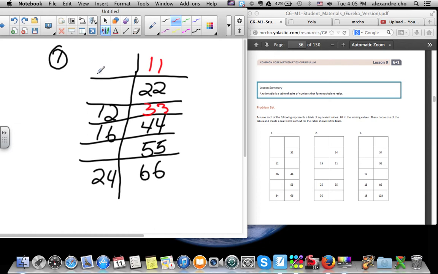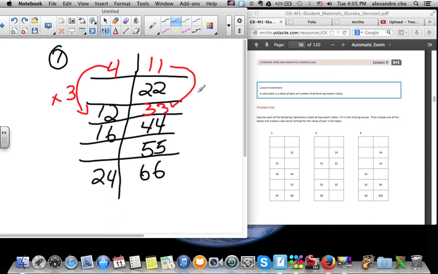Okay, so something times 3 gives you 12. Okay, something times 4 gives you 16. So obviously the number here should be 4. Let's see if it works. Well, to go from here to here has to be times 3. Is that what happened on the other side?